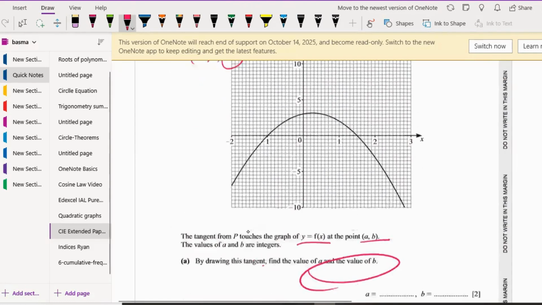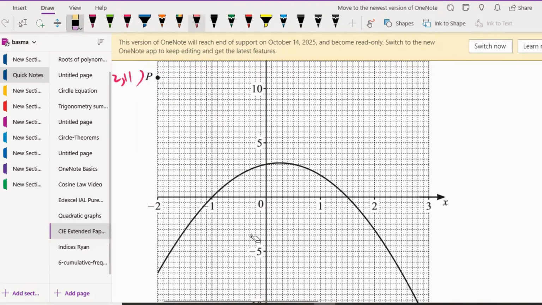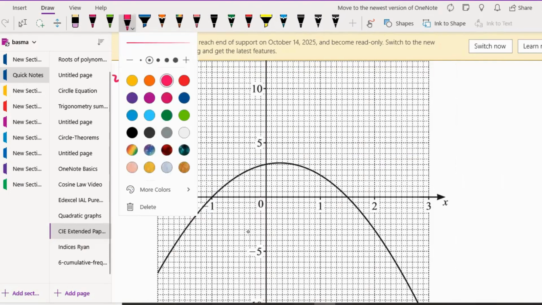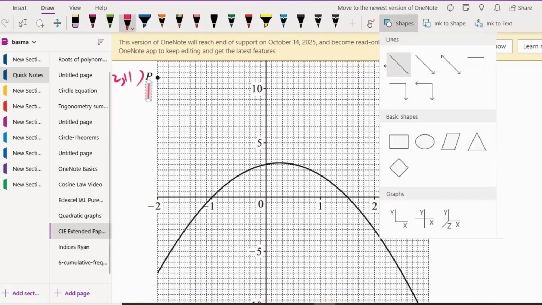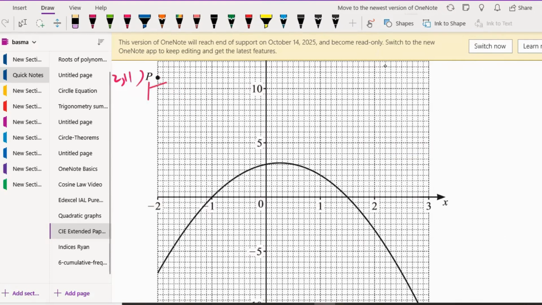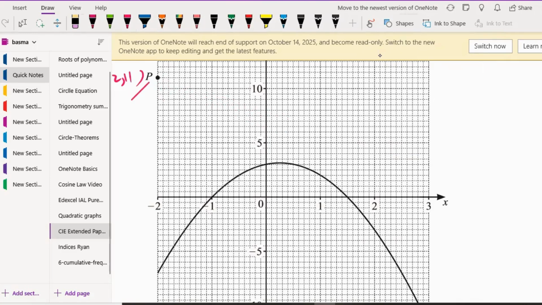Okay, so I'll just zoom it out. And then I'll draw the tangent from the point P. I'm just gonna use this line. Okay, we have to draw the tangent from the point P.